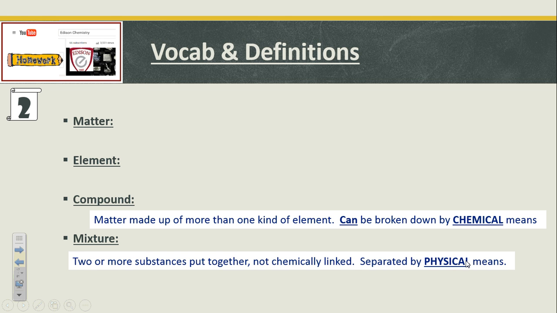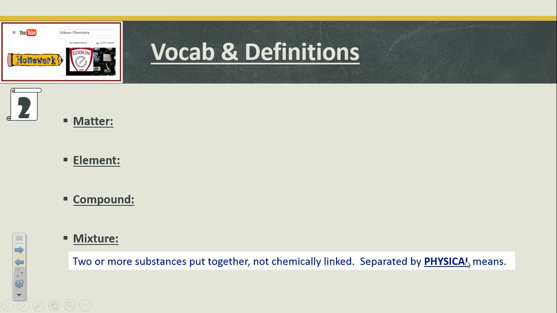So when I combine elements of different types, I get compounds. Mixtures, on the other hand, are when I have two or more substances that are put together, but they're not chemically linked. They can be separated by a physical change. So this is literally like salt mixed with sand. They're not reacting with each other. They are independently salt and sand still, but they're mixed quite well, and you have to separate them by a physical change.